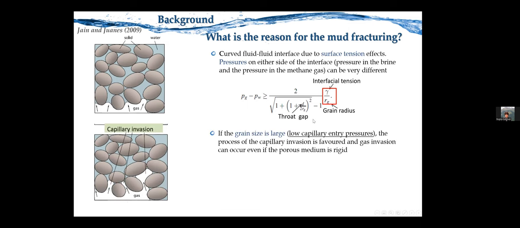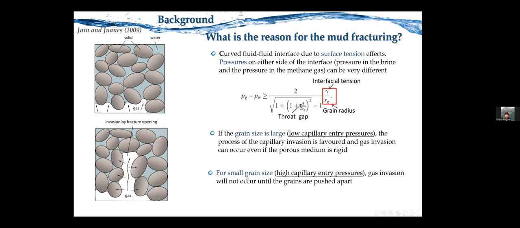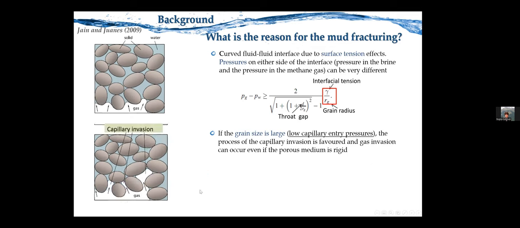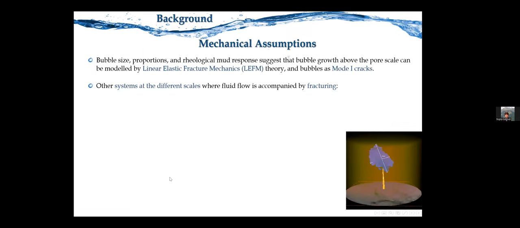In a case when grain size is big, you can see that this expression is very small, and then gas easily invades into the pore space by a capillary invasion. But in the opposite case, such as fine-grained muds, the grain size is very small, and then this expression is very big, and then the gas pressure should be much, much bigger than the water pressure. Then gas invades into the solid matrix with such a big pressure that it breaks the cohesion between the grains and propagates as localized fracturing. So this is the reason why you see localized fractures in muds.